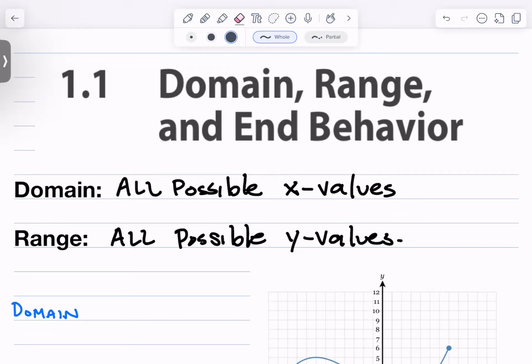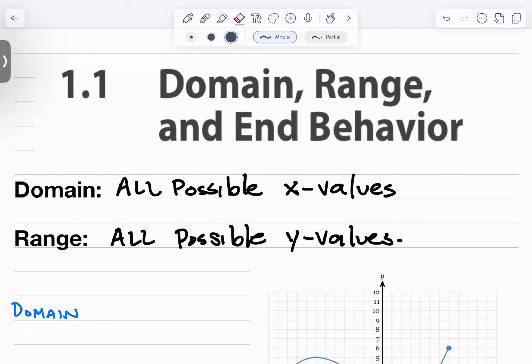So we went into module 3 and now we're on module 1. And module 1 is all about how to describe a graph. Okay, what the different characteristics of a graph are. And then the first lesson of this module, we're talking about the domain, range, and behavior.